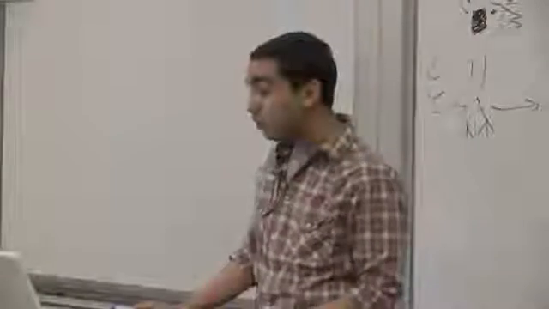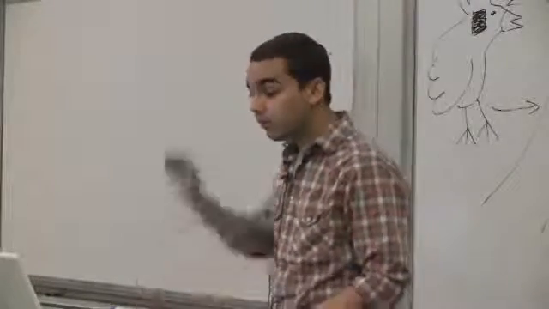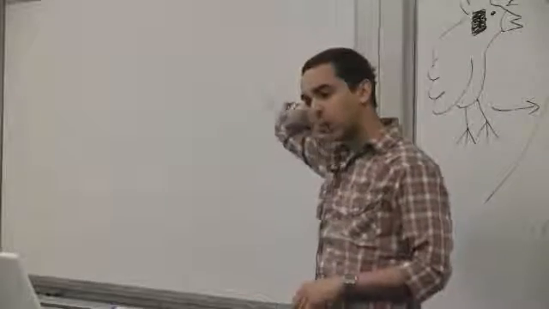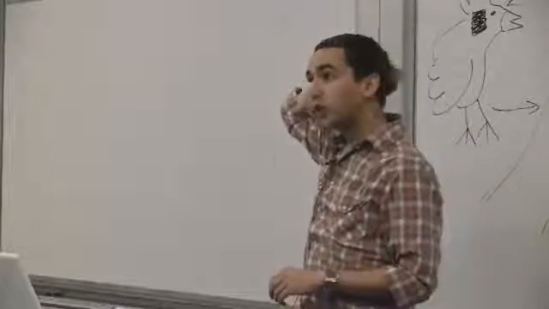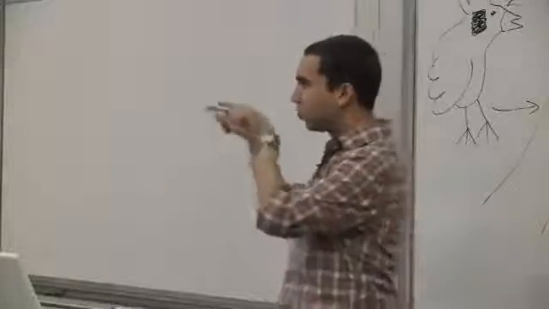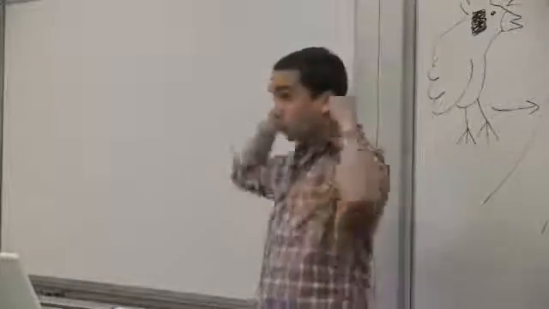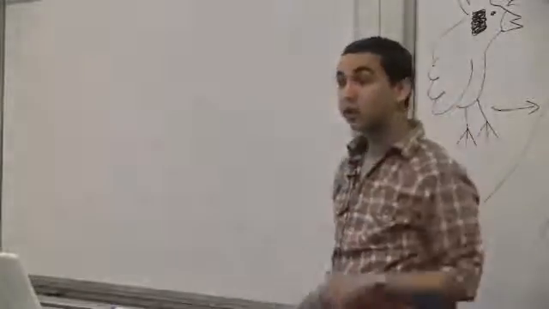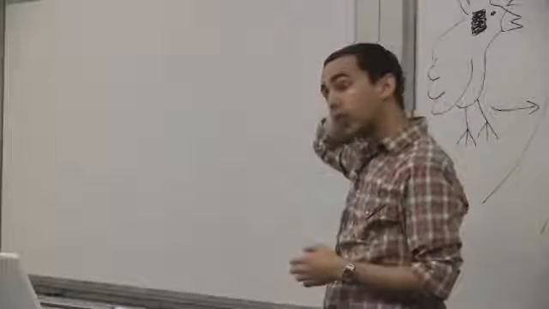Then finally, at the back of the brain, you have the occipital lobe. And all the way at the back of the brain here, this occipital lobe, is where you're receiving visual information. So visual information comes into your eyes, travels all the way to the back of the brain, to the occipital lobe, and that's where it gets processed.